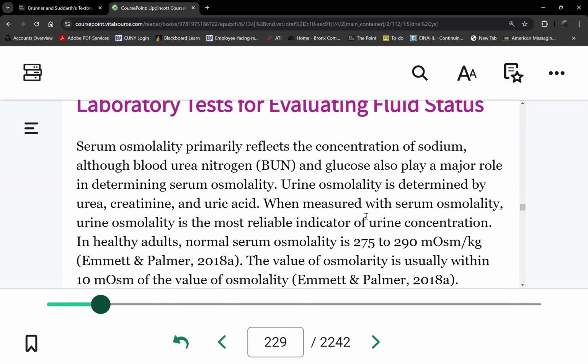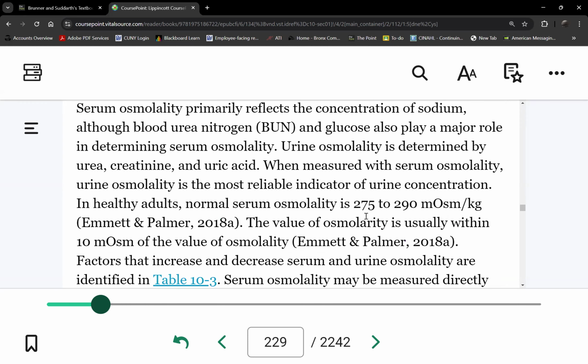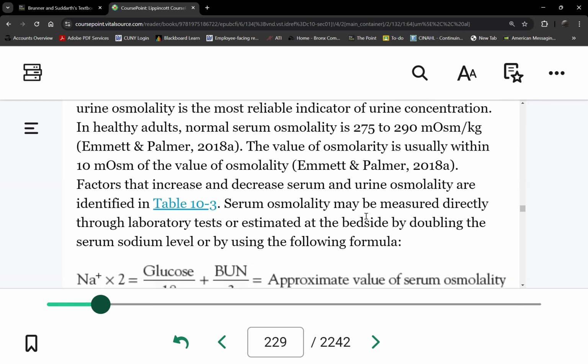All right, so let's look at labs now. So first two mentioned here are BUN and creatinine. So what is BUN and creatinine? What are these two? Why are they considered indicators of kidney function? Go ahead.